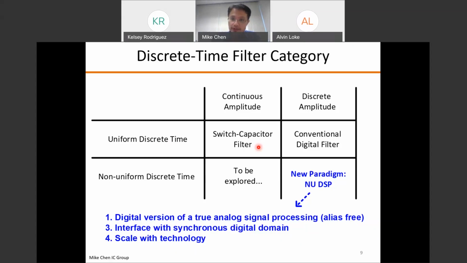And then the second category is discrete amplitude and uniform discrete time. So obviously this is all the digital signal processing that we use today, right? So like our digital filter, right?